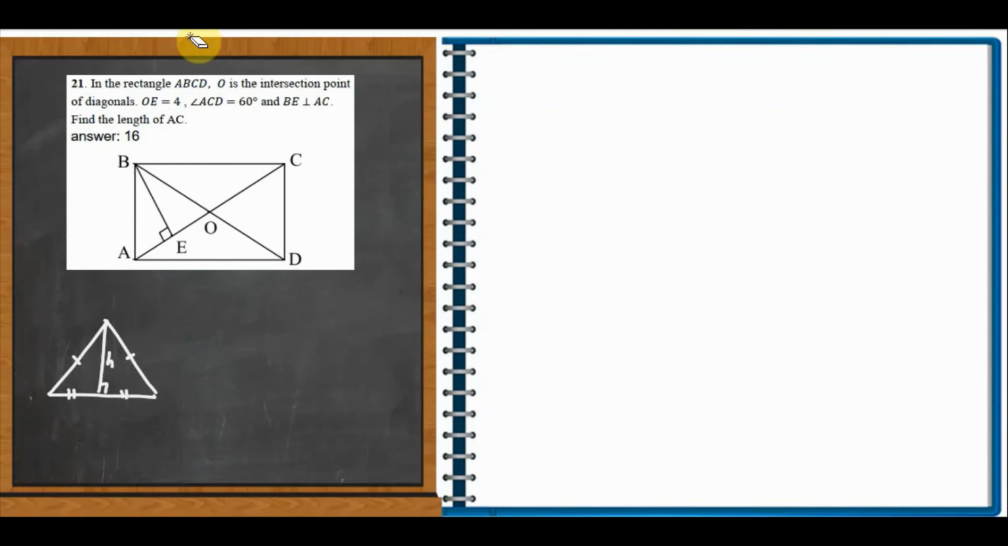Now, then we need to know the property of two parallel lines. If we have two parallel lines and a transversal, we need to see the alternate angles. Now, here in this question, ACD is 60 degrees, BE is perpendicular to AC, it's obvious. Find the length of AC. So AC is the question.